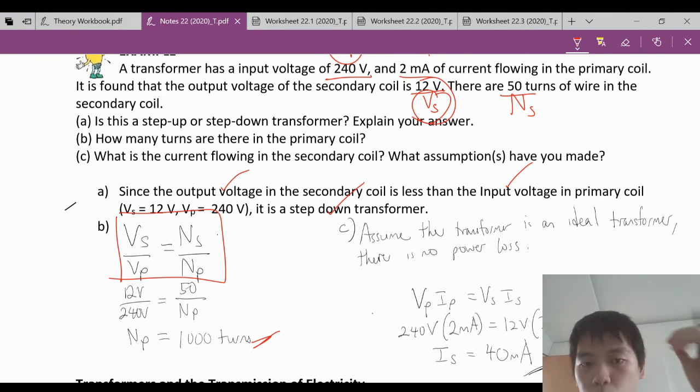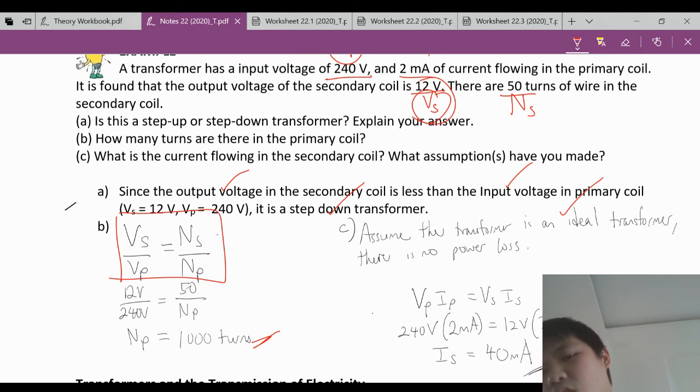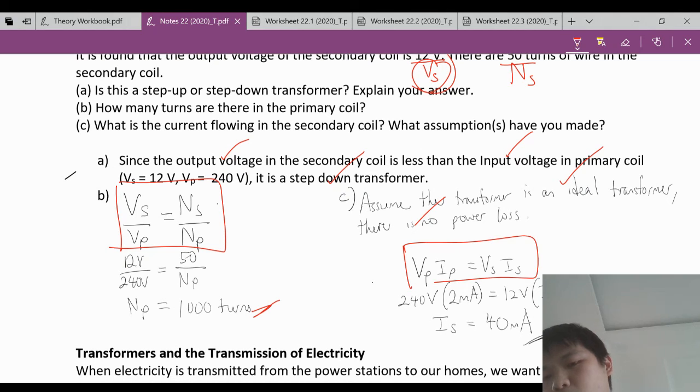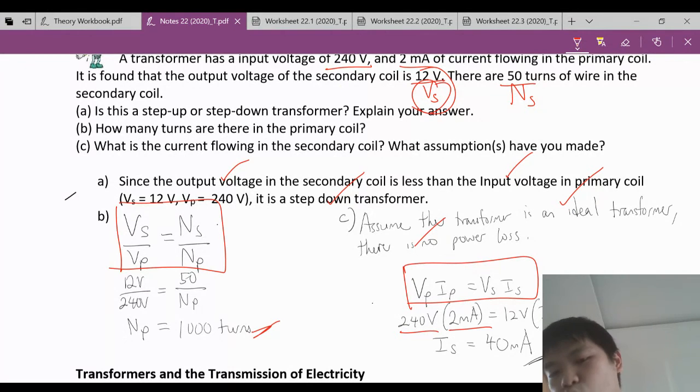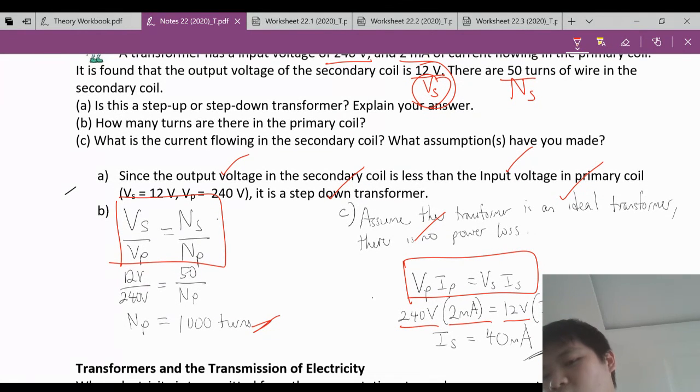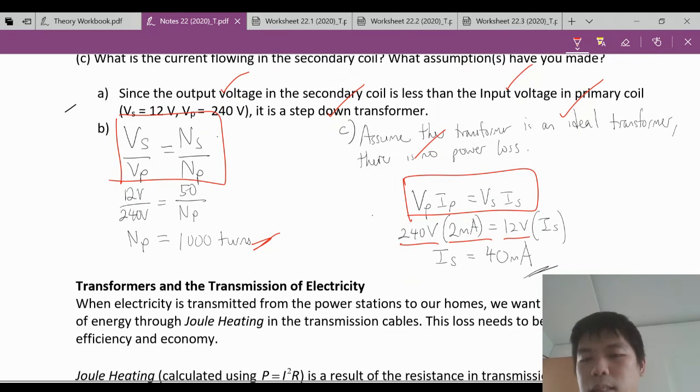What is the current flowing in the secondary coil? What is the assumption made? So you see there's an assumption: assuming that this is an ideal transformer, there's no power loss, there's 100% efficiency. We use the equation Vp Ip equals Vs Is. We put in that initially in the primary coil there's 240 volts. The current is 2 milliamperes, times 10 to the power minus 3, that's milli. The voltage is 12 volts, and then you can find the current. So in this case, the current is 40 milliamperes.